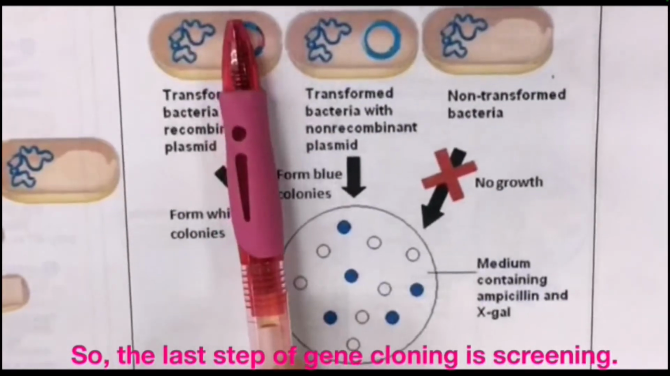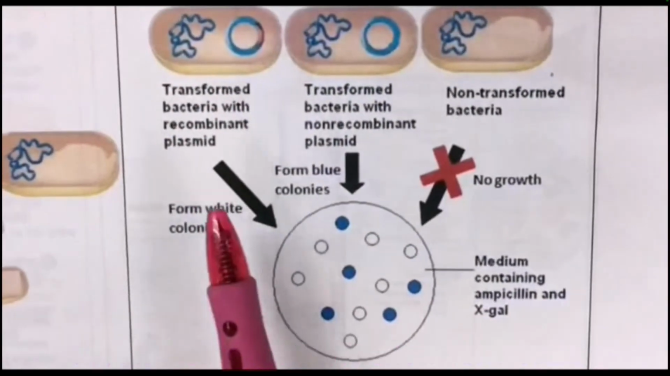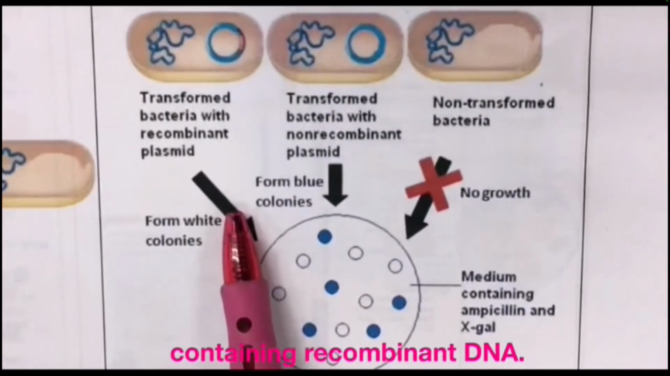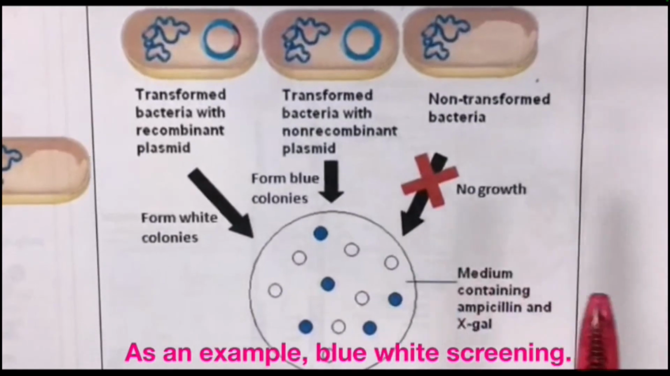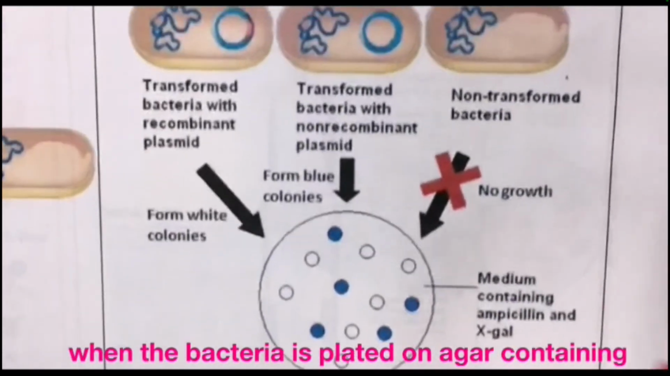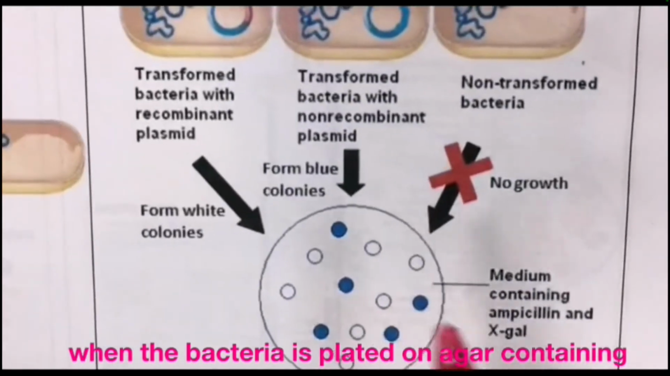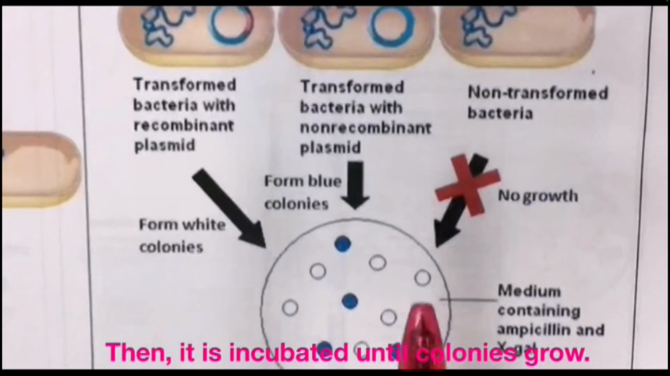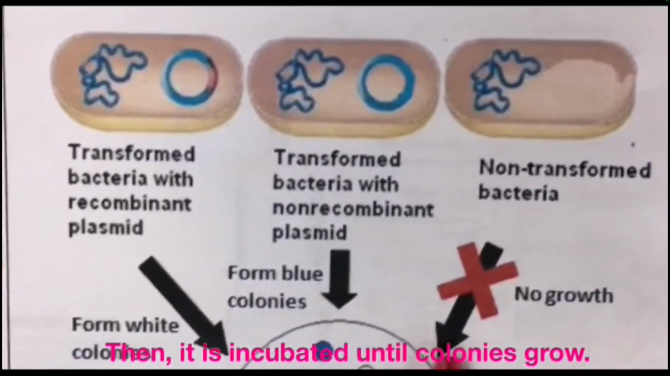So, the last step of gene cloning is screening. Screening is used to identify bacteria clone containing recombinant DNA. As an example, blue-white screening. So, blue-white screening is when the bacteria is plated on agar containing antibiotic, ampicillin and sugar X-gal. Then it is incubated until colonies grow.